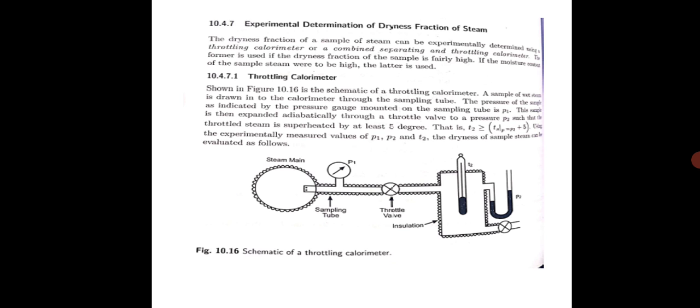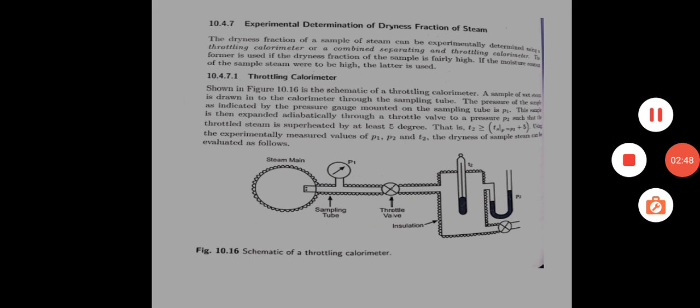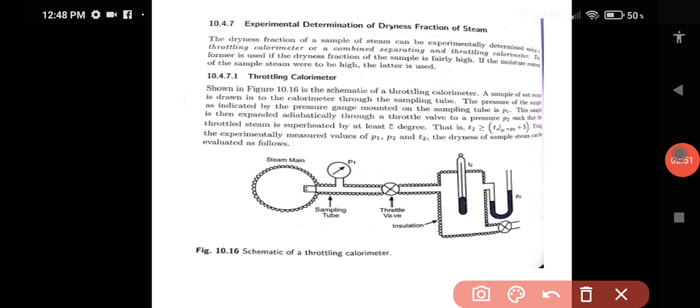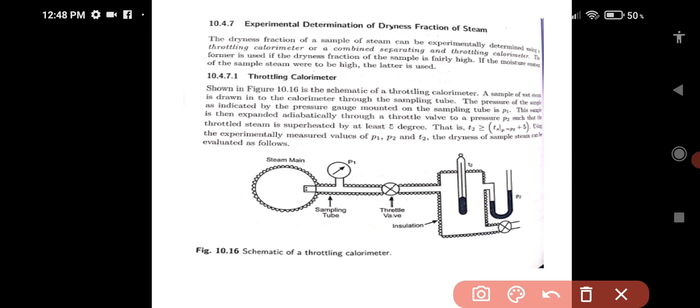So you can see in the sketch, this is the steam main. This is like a boiler or some vessel where you want to find out the dryness fraction of the steam. So what you are going to do is take a sample. This is a pipe for sampling. In this pipe, first we have put one pressure gauge here.